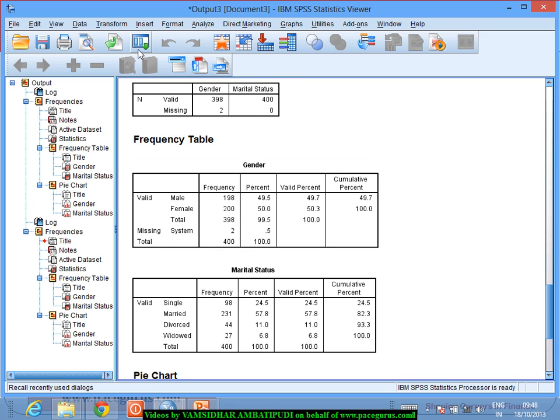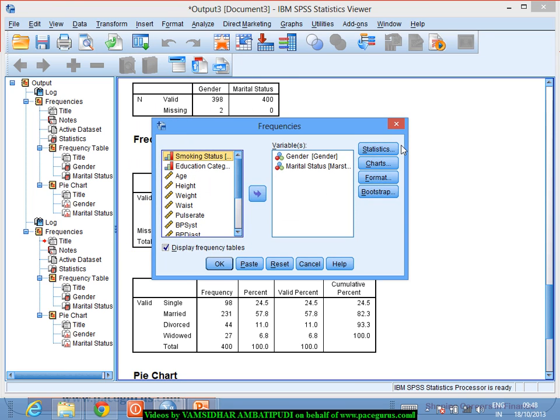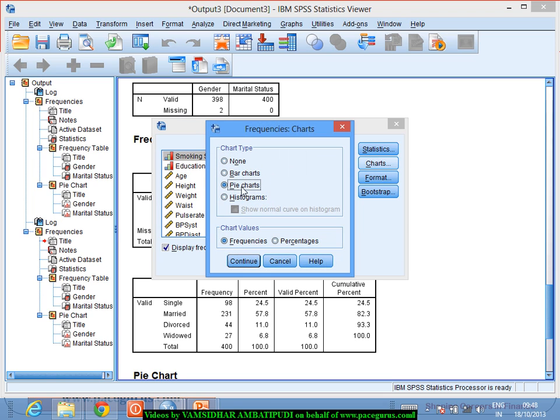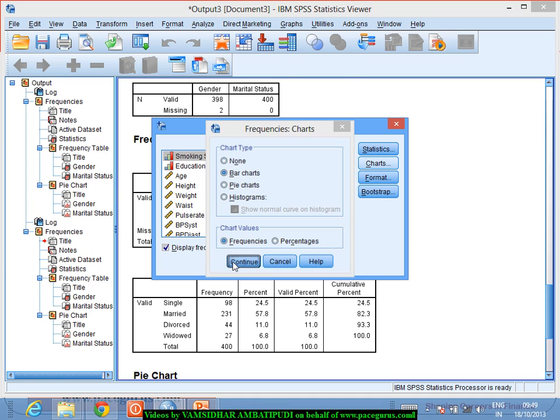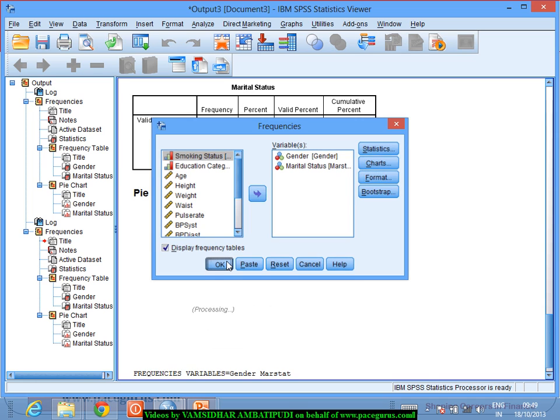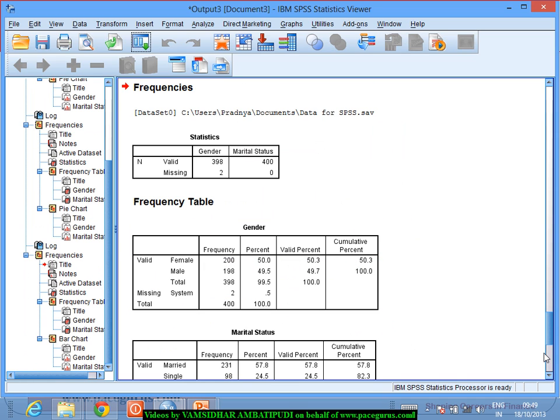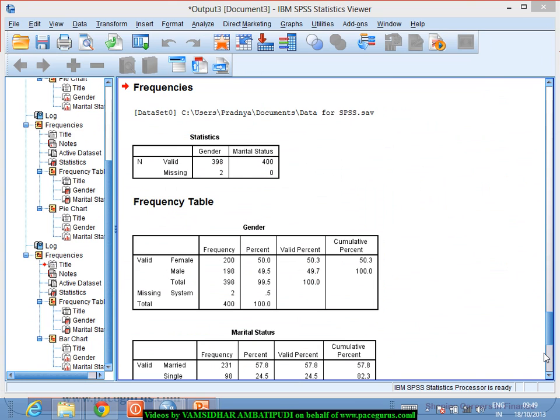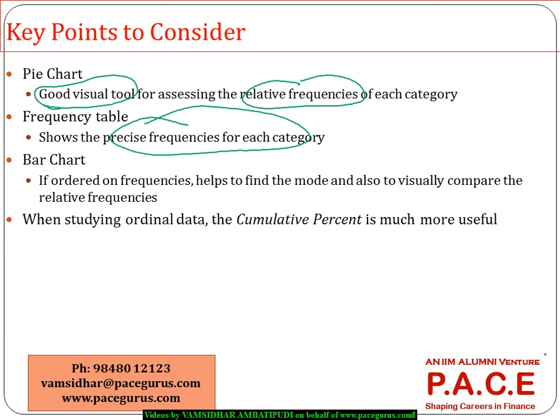And at the same time, instead of a pie chart, I can very well go with a bar chart, and I can even plot the bar chart in the descending order of the frequencies. If I am doing it as a descending order of the frequencies, it makes the assessment even easier. Like I have mentioned here, if I am ordering it based on the count or on the frequency, it helps me to find the mode.